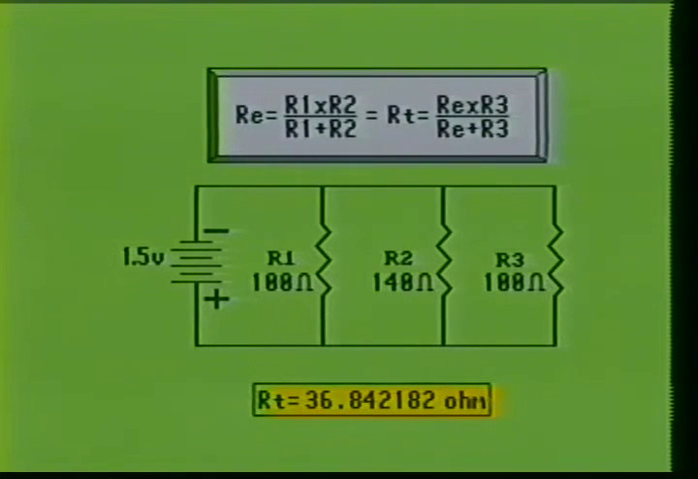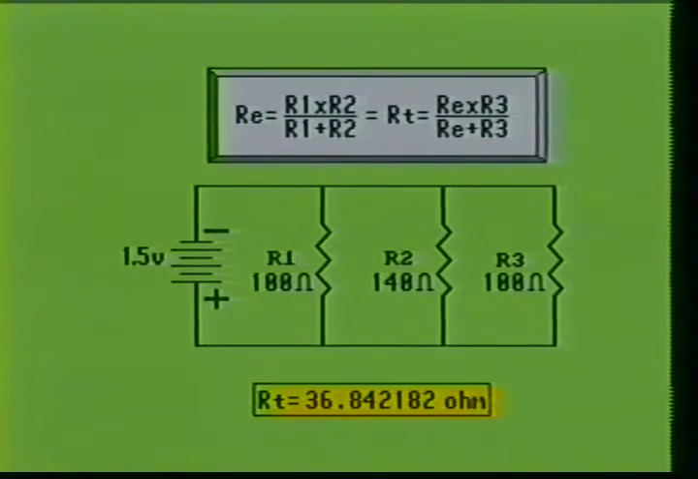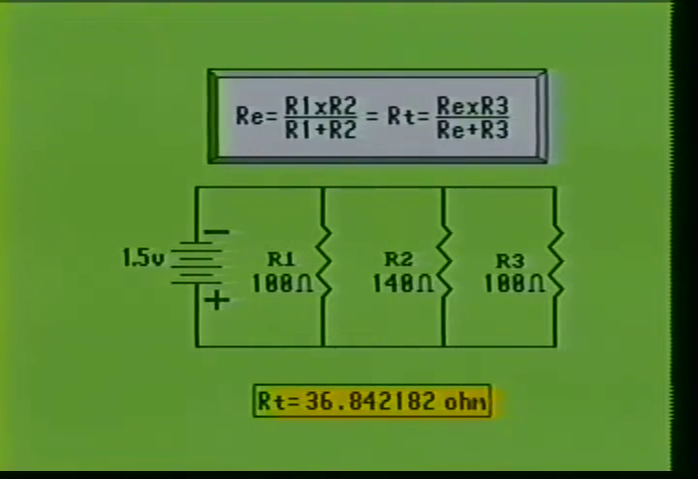We can also figure the total circuit resistance by using one of the two parallel resistance formulas. When using this formula, we can only calculate for two resistors at a time. When we multiply 100 times 140, our formula becomes 14,000 divided by 240. When we divide this out, we get the equivalent resistance of 58.33333 ohms.